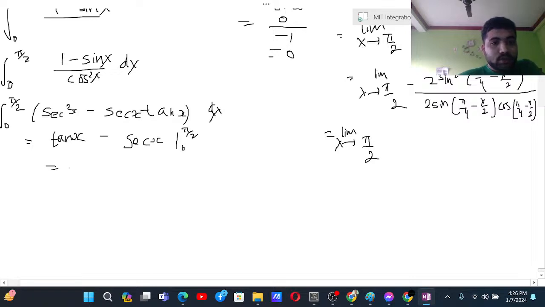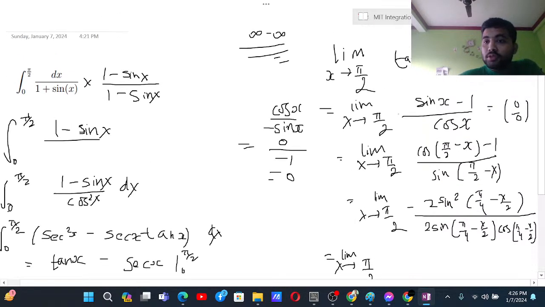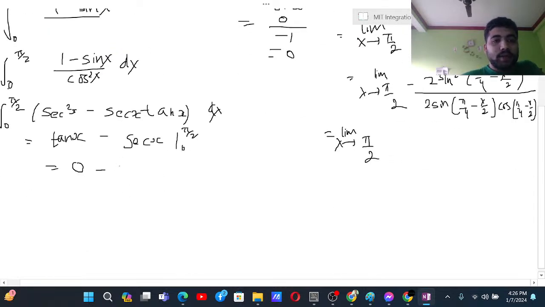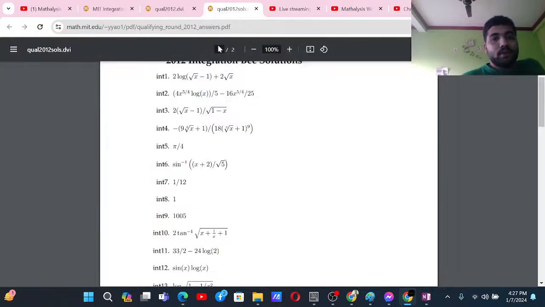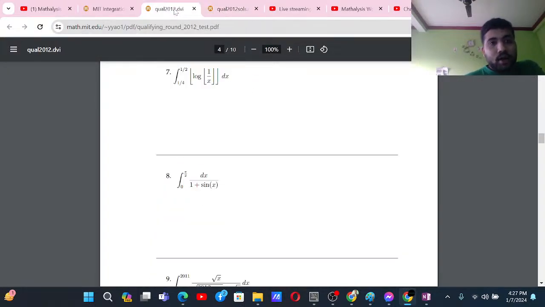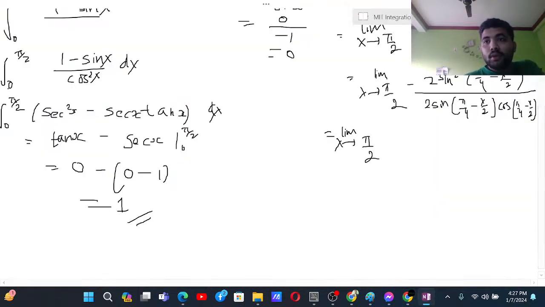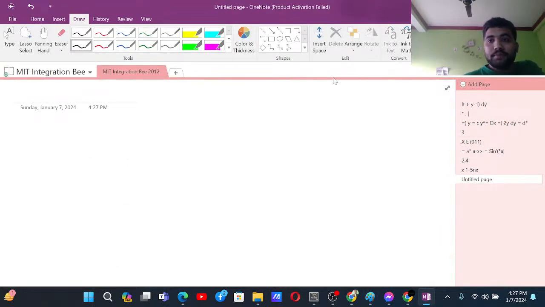Okay, so let's see. That gives us 0. Basically, L'Hopital's rule was working earlier. When we used L'Hopital's rule, we had cos x by minus sin x, and now we put pi by 2. That's 0 by minus 1, so that's 0. Now it's 0 minus tan 0, which is 0, minus sec 0, which is 1. So 1 is the answer. Let us see if that's the correct answer or not. If yes, we had made a great use of limit. Yeah, that's working, and we also saw a great use of limit. Now let's go to the next slide.